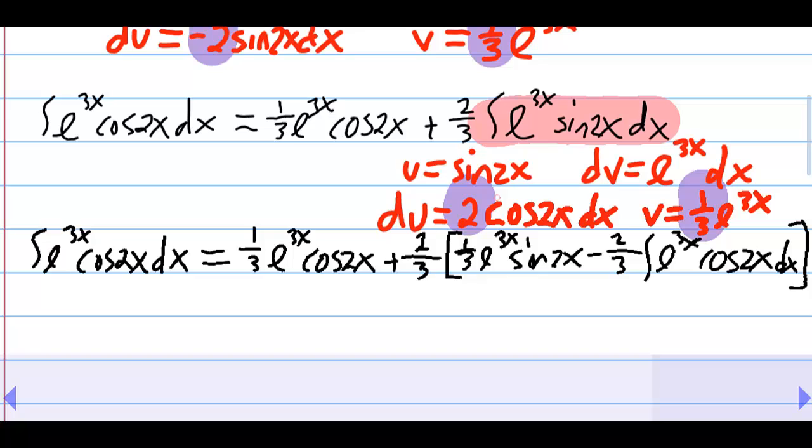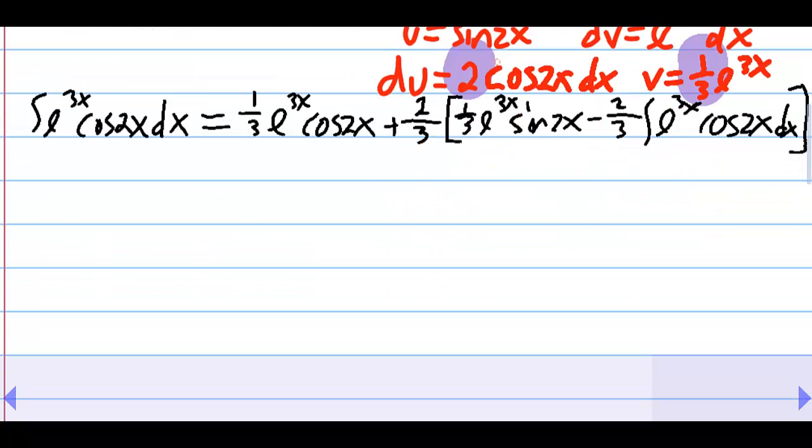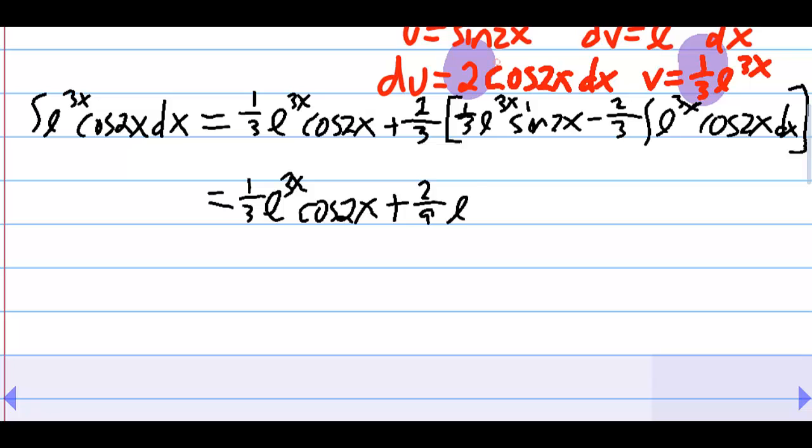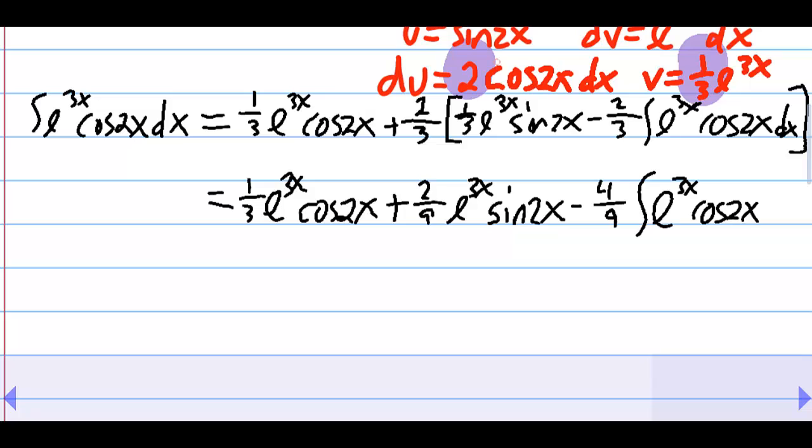All right. Hey, you know what? I'm going to distribute that 2/3 just to see what happens here. Let me scroll down just a little bit, give me a little more room. We have 1/3 e to the 3x cosine 2x plus 2/9 e to the 3x sine 2x. And then minus, 2/3 times 2/3 is 4/9, so minus 4/9 integral e to the 3x cosine 2x dx.